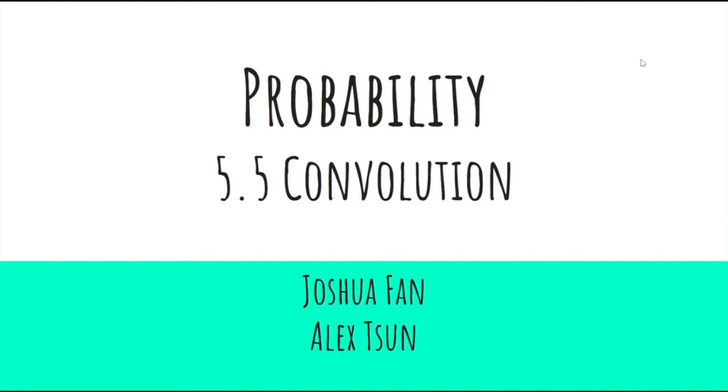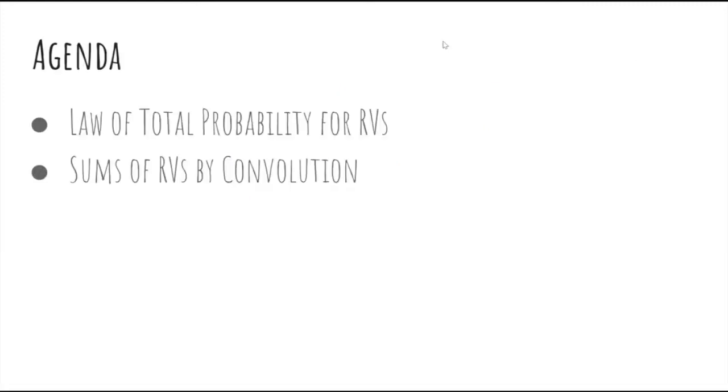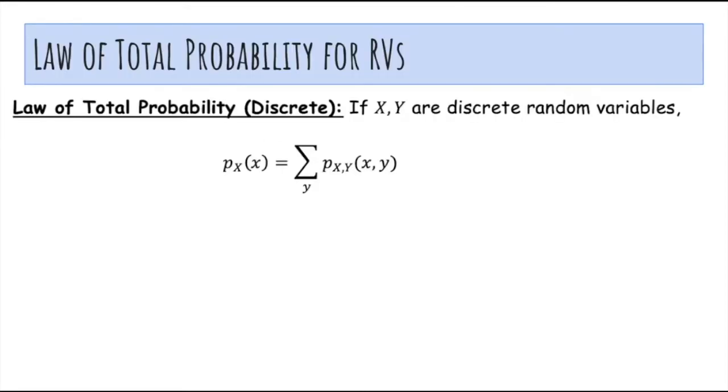Hi, in this video we'll discuss convolution, including the law of total probability for random variables and how to compute the distribution of sums of random variables. As a recap, the law of total probability says that if X and Y are discrete random variables, the probability that X has value little x can be written as summing over all possible values of y of the probability of x and y. Using the chain rule, the inside becomes p of x given y times the probability of Y having a particular value little y.